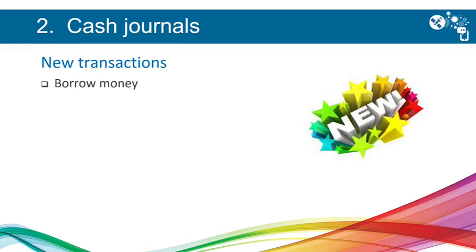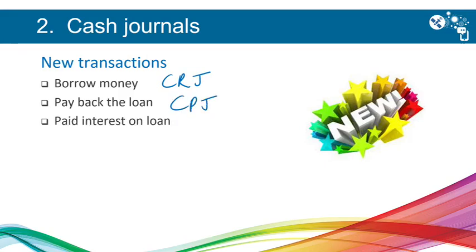Then regarding the loans, 3 things that happen. The first one is we borrow the money. We get the money. We see it on the bank statement. The bank deposited the 100,000 or the 70,000 in our bank account. But then we must repay it. And this is now where the payment comes in, CPJ. And we must also pay the interest on that loan. But initially, we receive the loan. Initially, it's a CRJ entry.